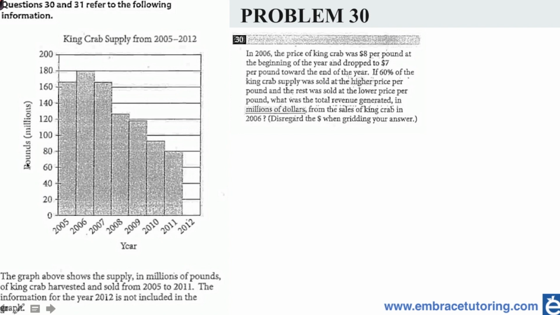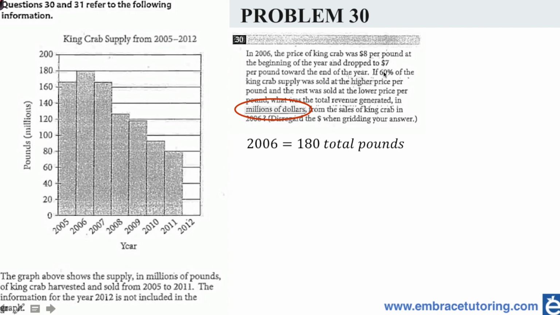And quick skimming here, this is in millions, right? Pounds. Millions of dollars from the sales of king crab in 2006. And we want to disregard the money sign when gridding in your answer. And remember, it is in millions of dollars in terms of the unit. Now, what we first want to do is understand that in 2006, if I'm going to my table here, 2006 is actually going to be equal to 180. And this is 180 total pounds or millions of pounds.